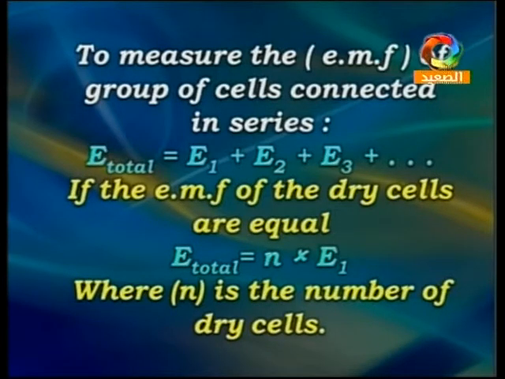If the EMF of each of these dry cells is equal, then the E total, the total voltage of this battery, equals N times E1, where N is the number of dry cells. Here, if I have 3 dry cells in this circuit, each one is 2 volts. What will happen if I need to calculate the total EMF? It equals 3 times 2, equals 6.